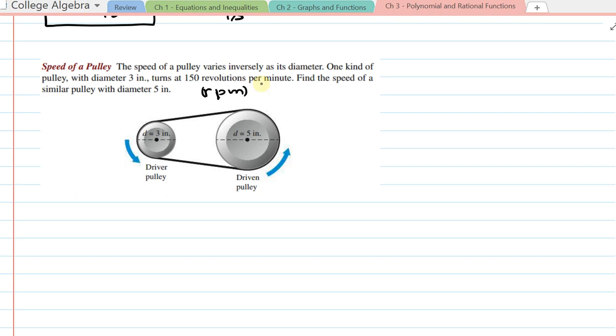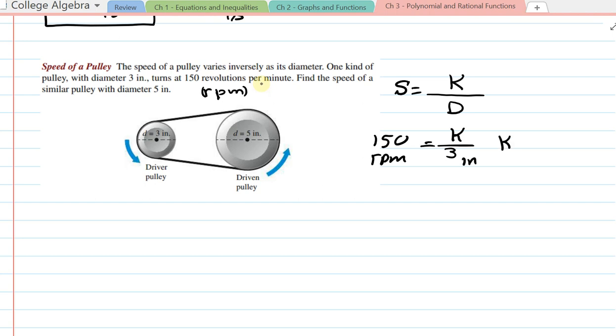Find the speed of the similar pulley with diameter 5 inches. Okay, so I'm just going to let S represent the speed of the pulley. Because we're told that it varies inversely, here's your constant of variation K, and I'm going to put D in the denominator for diameter. Now we are told that one kind of pulley with a diameter of 3 turns at the speed of 150 RPMs, and that will give you K.